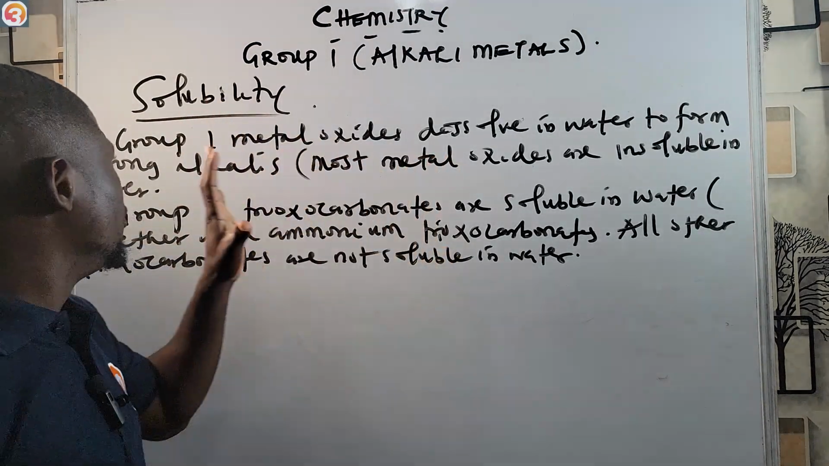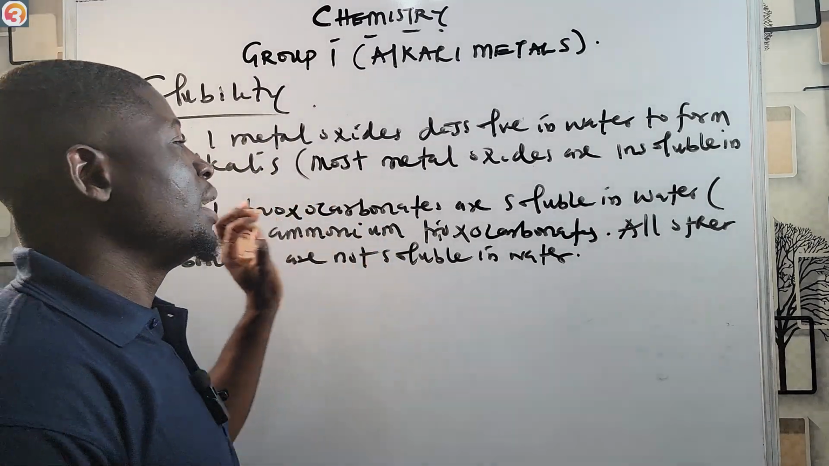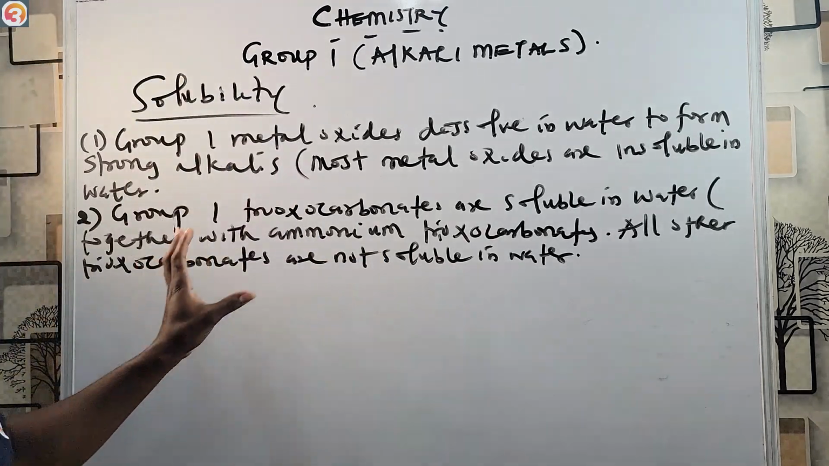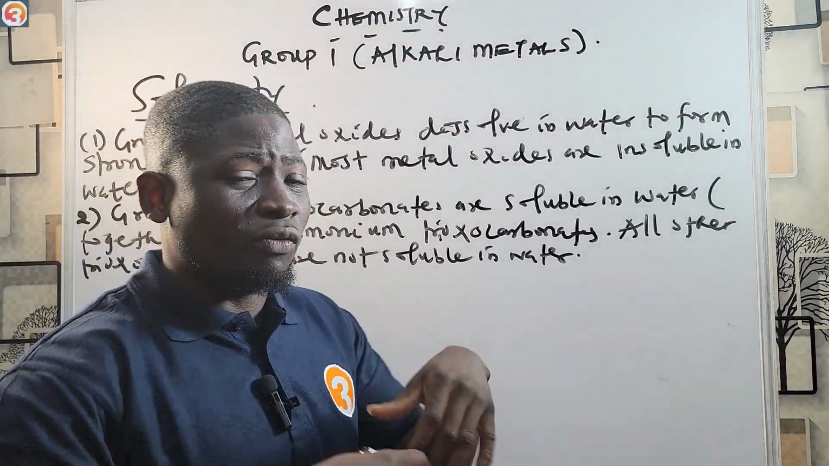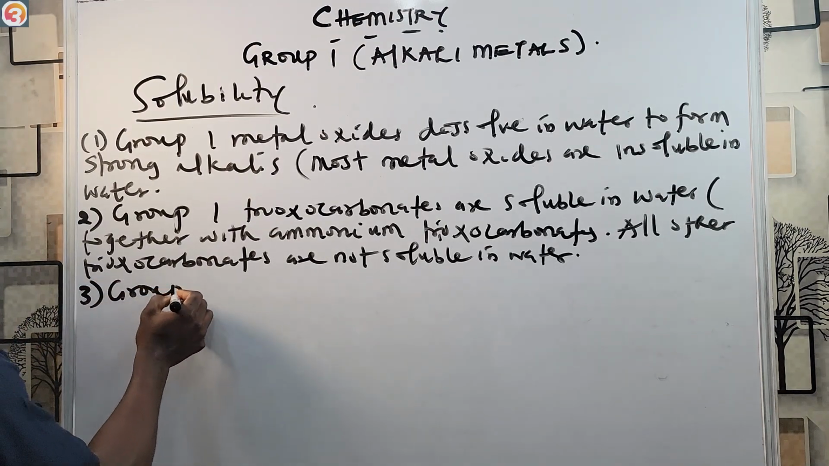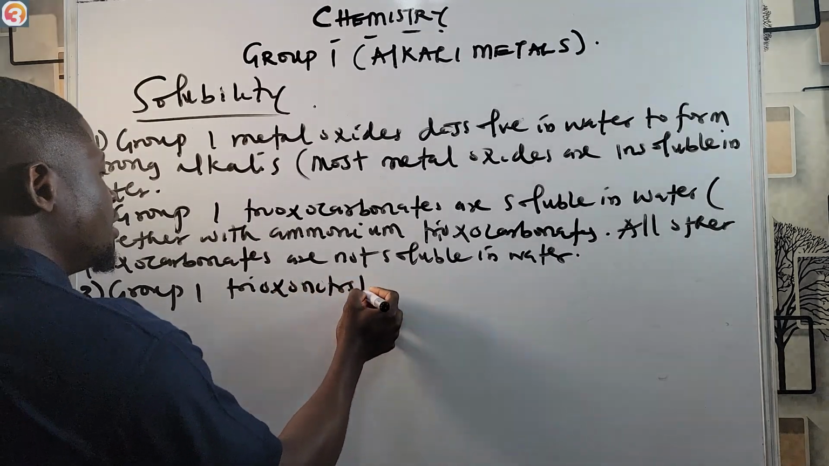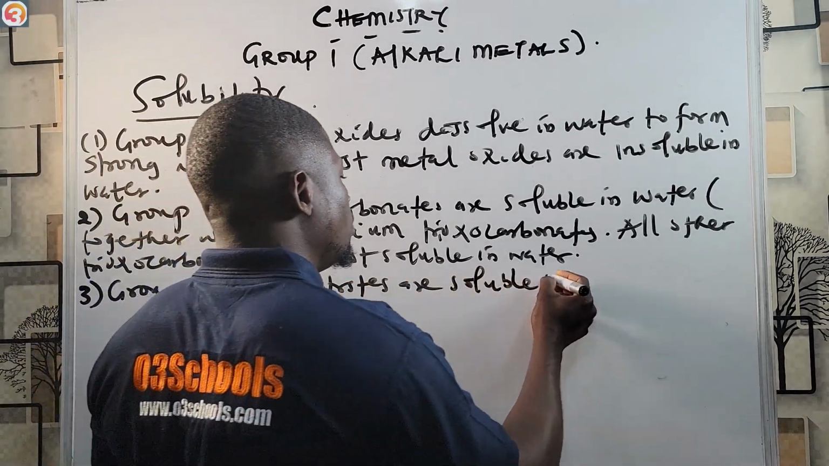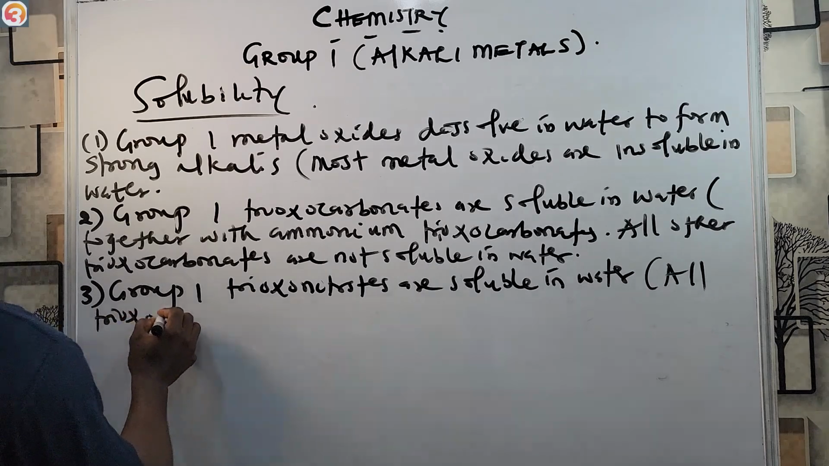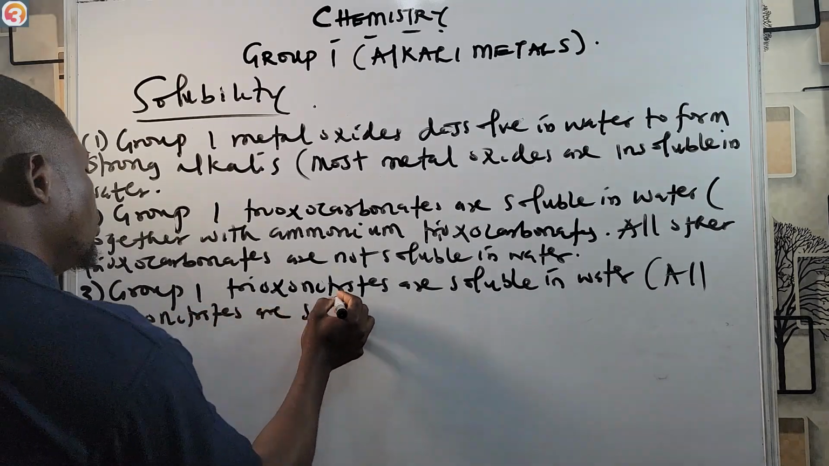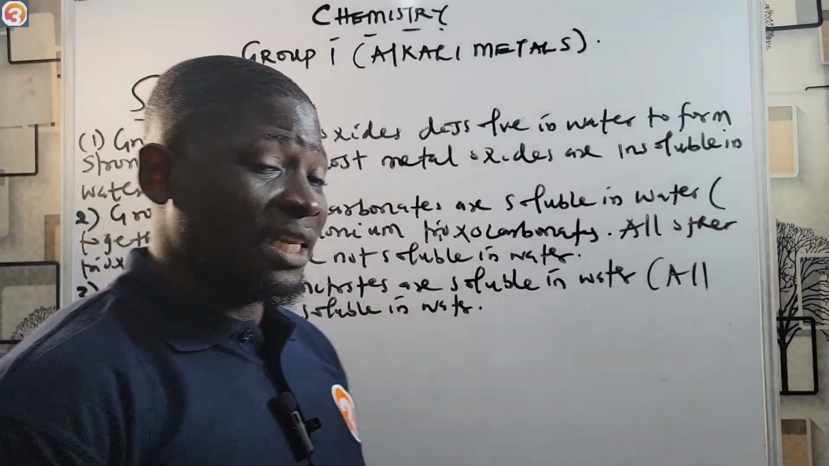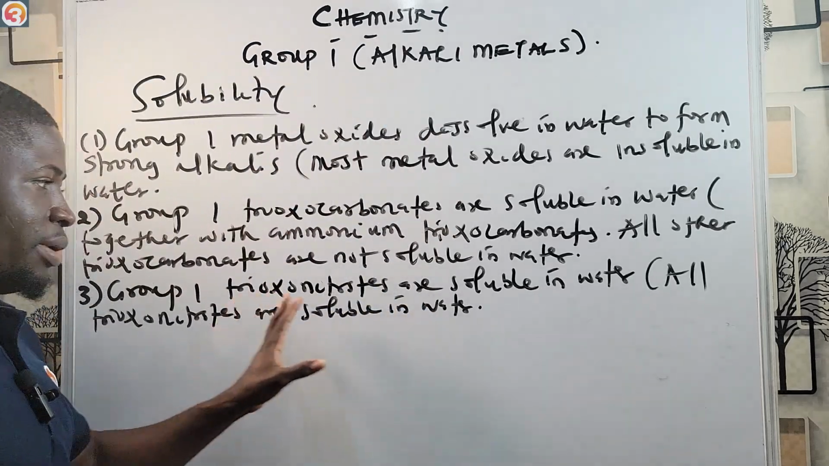Group one metal oxides dissolve in water to form strong alkalis. Most metal oxides are insoluble in water, right? So group one trihydrogencarbonates are soluble in water. In fact, together with ammonium trihydrogencarbonate, all other trihydrogencarbonates of other groups are not soluble in water. Then number three, group one trioxonitrates are soluble in water. In fact, all trioxonitrates are soluble in water. So we have to take note that all trioxonitrates are soluble in water. All group one trioxonitrates are also soluble.